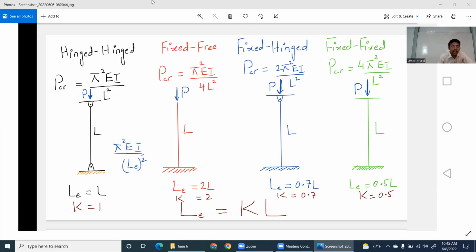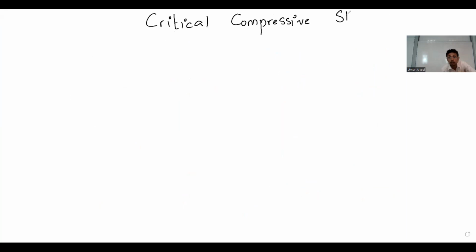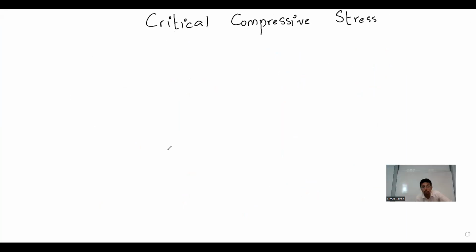Okay, so on that note, let me go back, and before I start any examples, let me go over something exceptionally important. That is the concept of critical compressive stress. Now, there are students who are saying, what do you actually mean by this? Why have you written this? Let me go over this very quickly.